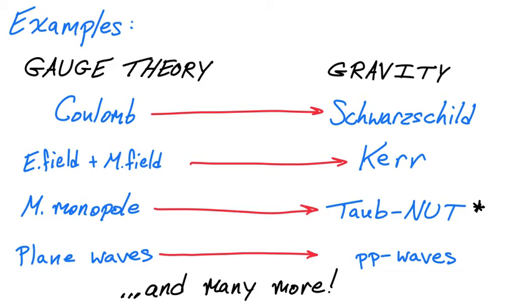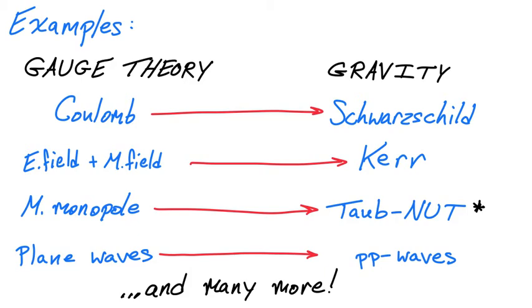The Kerr metric is the metric for a black hole rotating uniformly about some axis, and its single copy is an electric field plus a certain magnetic field. Interestingly, one can investigate a special solution in gravity called the Taub-NUT metric, and its single copy is actually a magnetic monopole, although there is a subtlety that I will get to on the next slide.